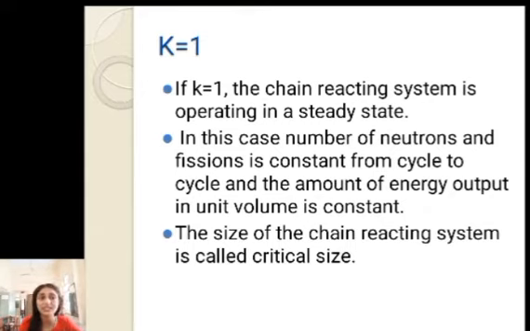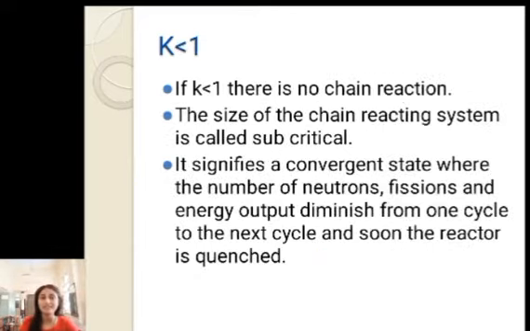Here the chain reaction system or the nuclear reactor system is said to be in a critical state, or the size of the chain reacting system we call a critical size. If K is less than 1, that means there is no chain reaction. K less than 1 means the reacting system or nuclear reactor is said to be in a subcritical state.